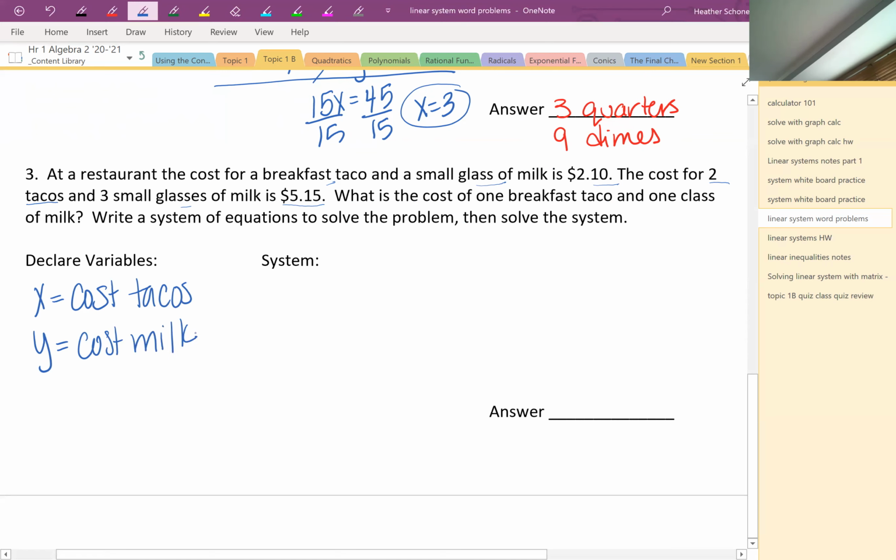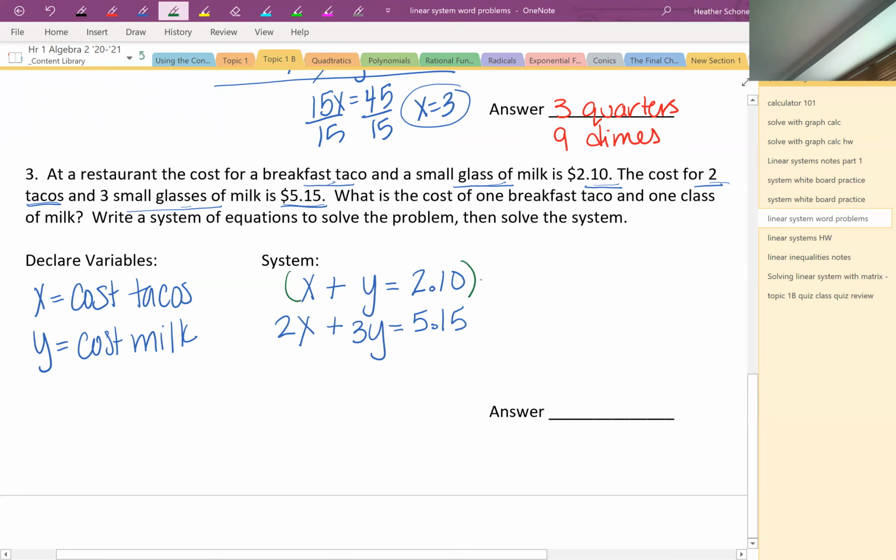Okay, so let's read the first sentence. 1 taco and 1 glass of milk is $2.10. So a taco is x, a glass of milk is y, and it was $2.10. This time we're going to go ahead and use decimals because I think it'll be easier for this application. On the next one, it says 2 tacos. Well, 1 taco is x, so 2 x's would be 2 tacos. 3 glasses of milk. 1 glass of milk is y, so 3 glasses of milk would be 3y. It equals $5.15.